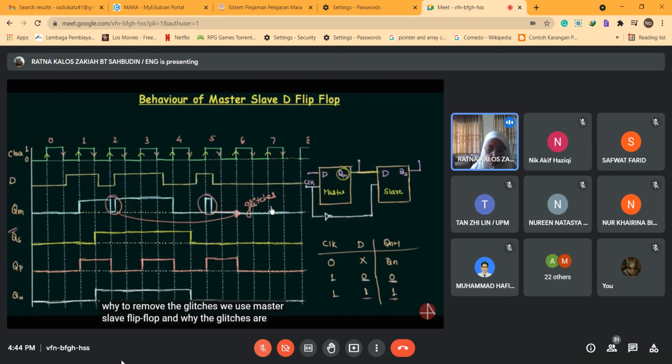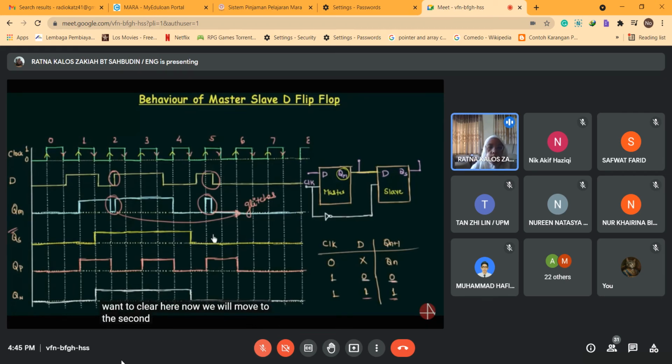And why are the glitches appearing in the output? Because we are changing the input signal when the clock is high. So it is definitely not a desired thing to do. The input signal must not change when the clock is high. This is not a common practice, because we will have glitches in our output. And if you want to remove the glitches, you have to use the master slave flip-flop. This is the first thing that I want to clear here.